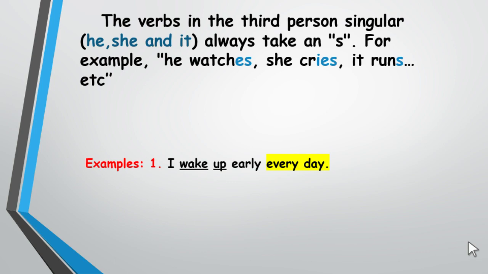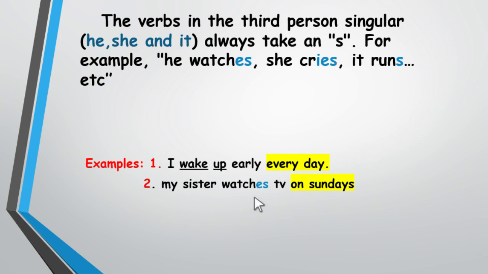Example number 1. I wake up early every day. So these examples are for you to come up with when we use simple present, you know. I wake up early every day. So every day, Monday, Tuesday, Thursday, Friday, Saturday, and Sunday, I wake up early. That means every day.